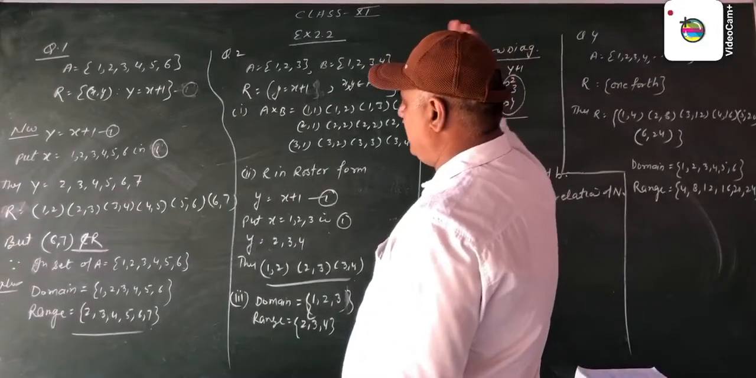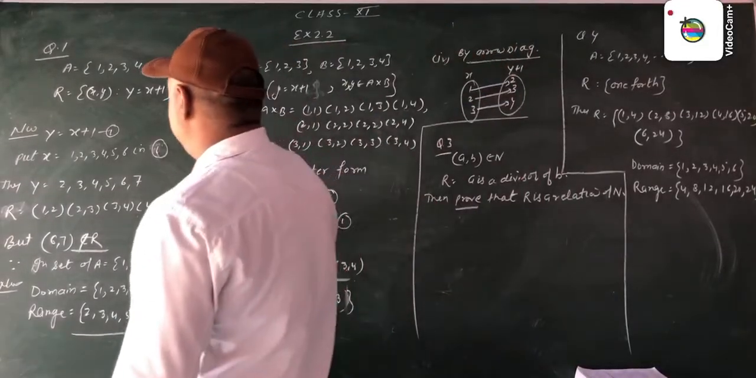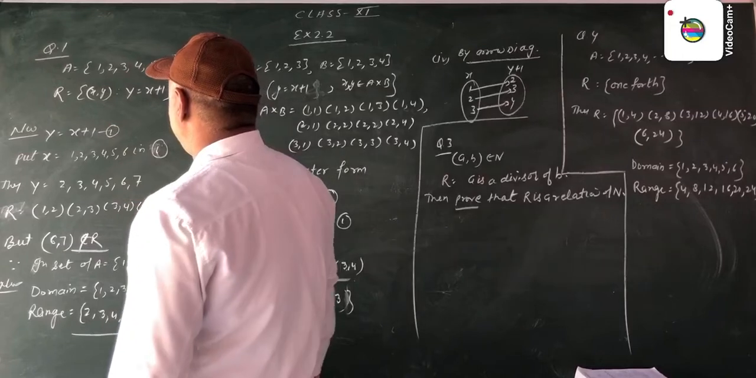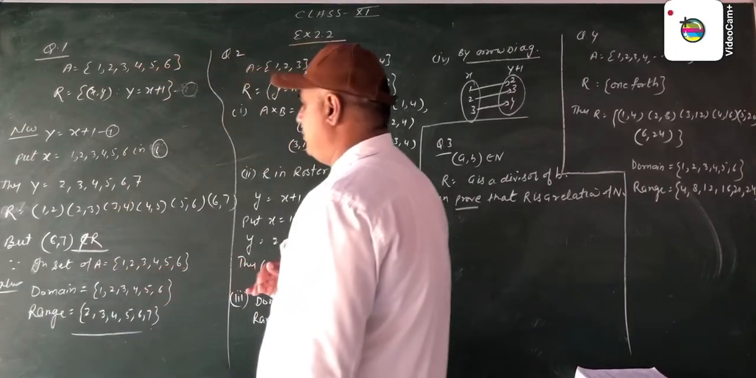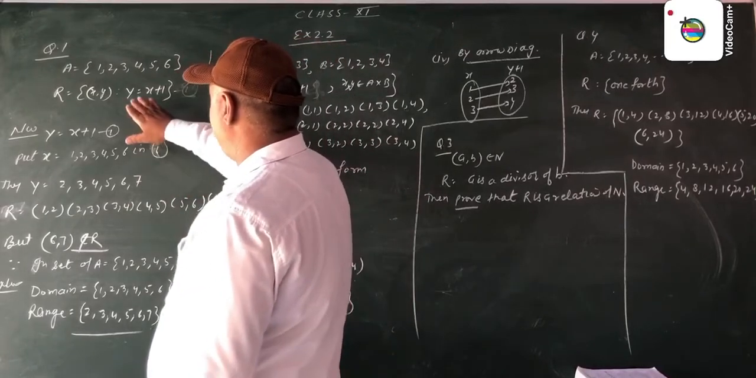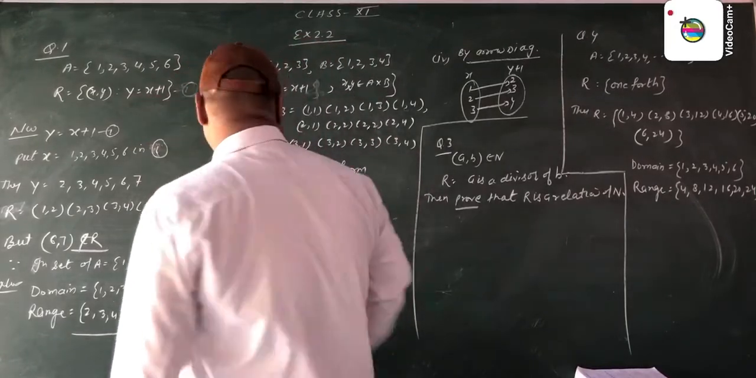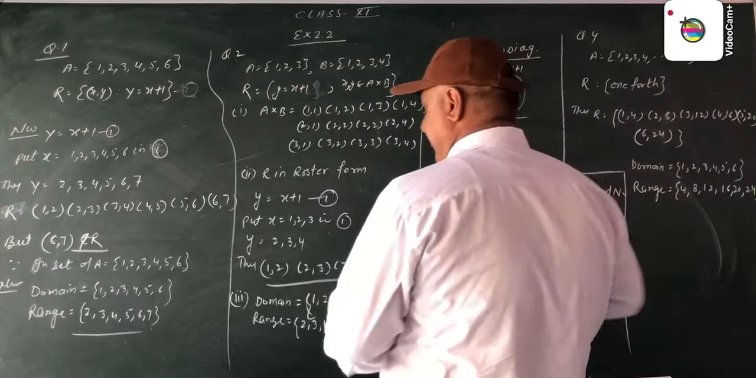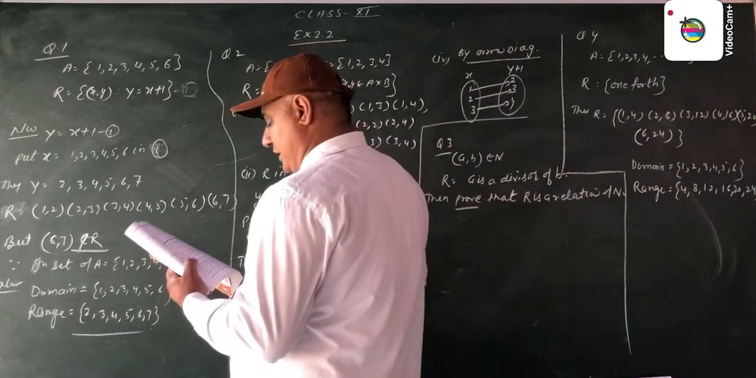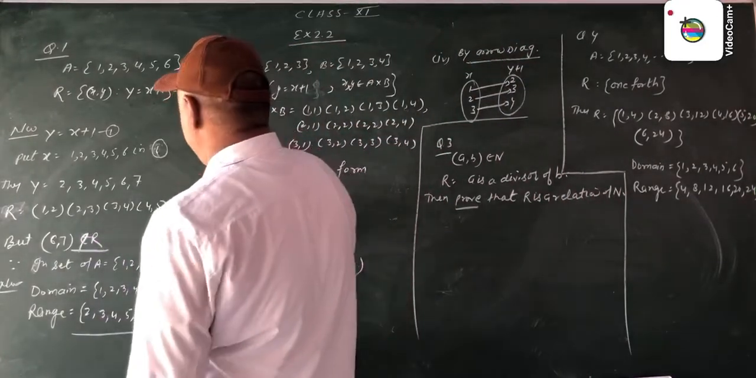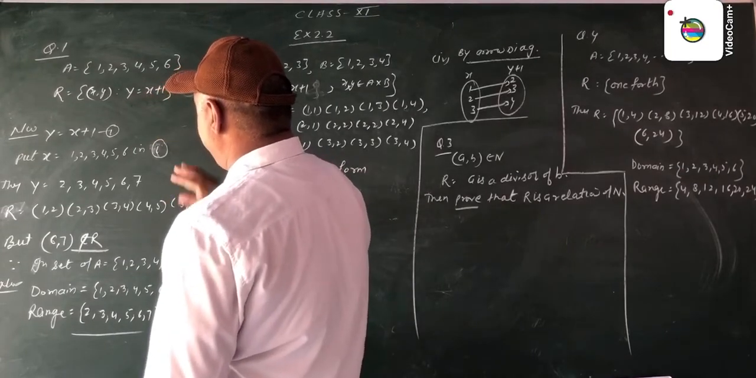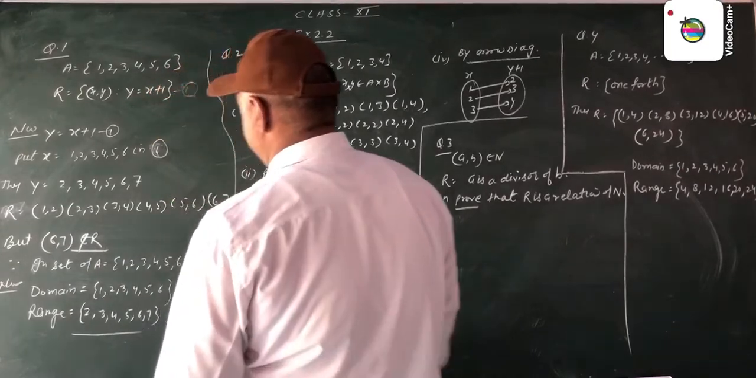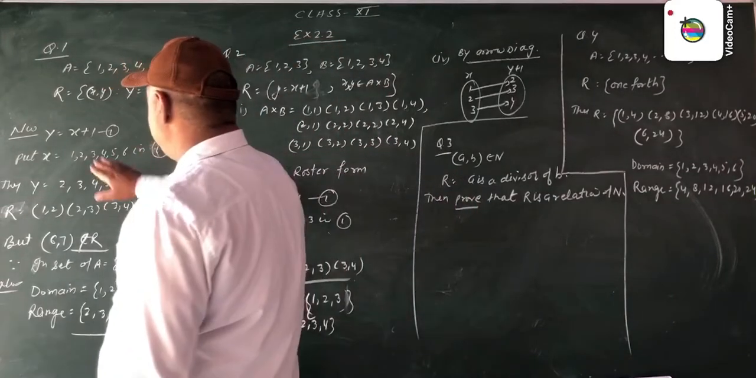Question 2.2, first: A is the set of elements 1, 2, 3, 4, 5, 6. R is a relation on set A, defined as y equals x plus 1. It is also said that A cross A is the set in which we create this relation, y equals x plus 1. Also find its domain and range.